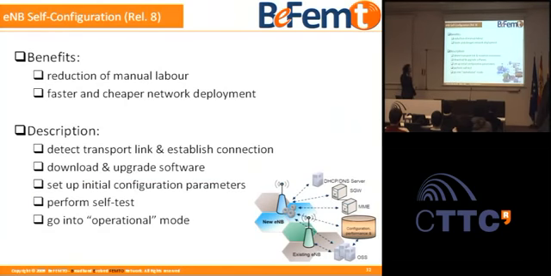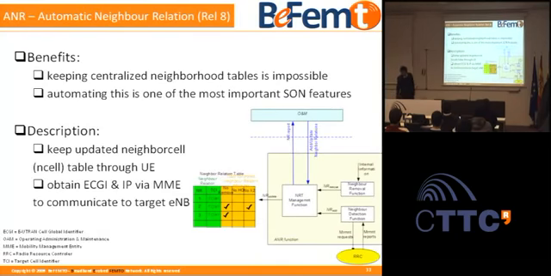We've talked quite a lot about self-configuration, so I'm not going to talk about this again. Let me just talk about the automatic neighborhood relationship. This is since release 8. That's very important. It's actually one of the most important SON features in 3GPP today. And how have things been done before? Before, the cellular operator kept one single table at a central station, the operating management center, about the whole neighborhood relationship of all the base stations.